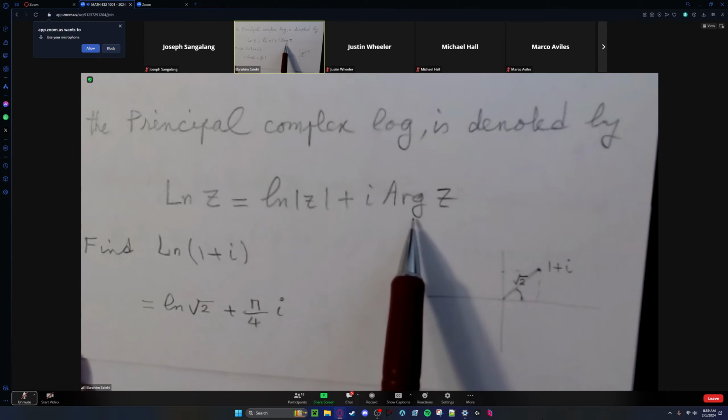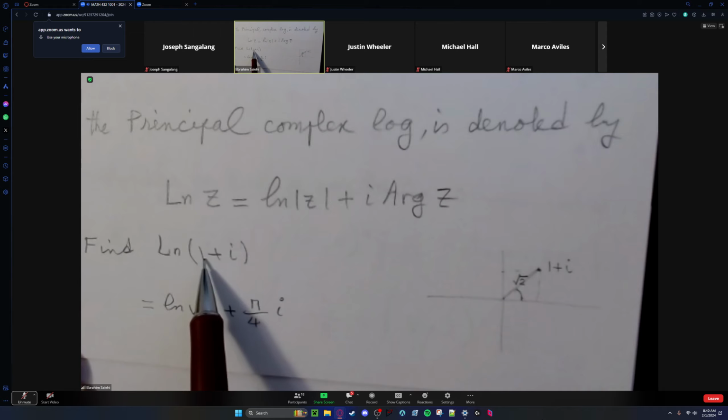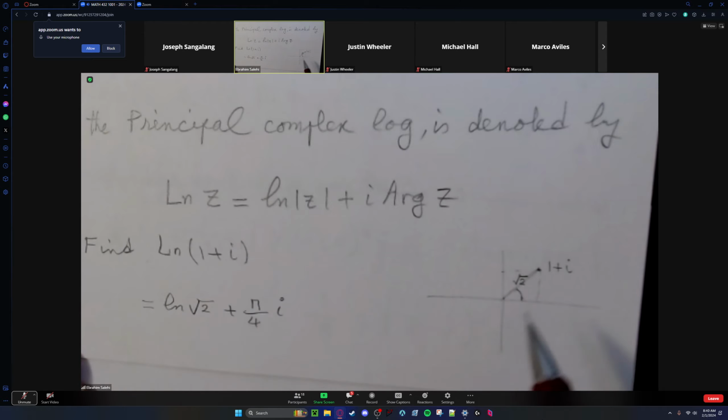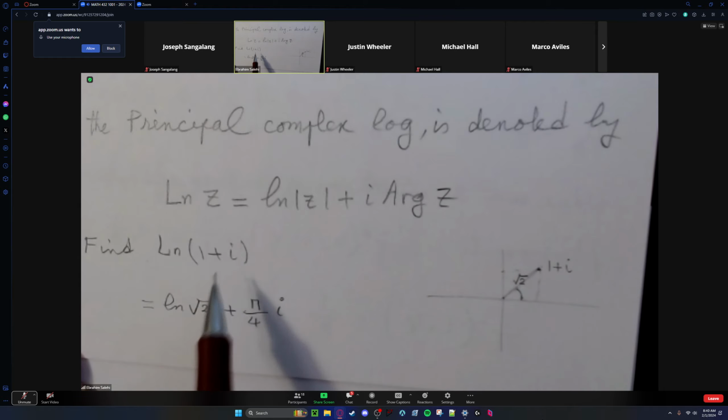You just follow this. You have this complex number 1 plus i. Its modulus is the square root of 2. Its principal argument is pi over 4. So logarithm of 1 plus i will be natural log of square root of 2, this is a real number, plus pi over 4 i. Okay.